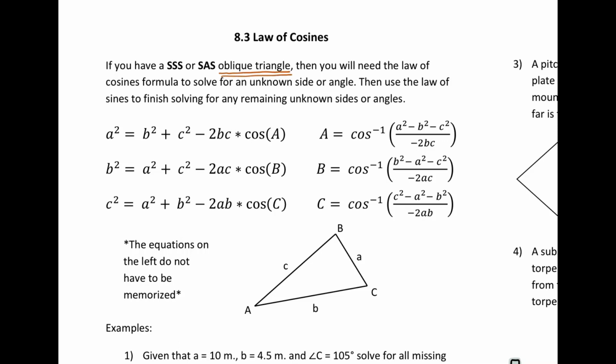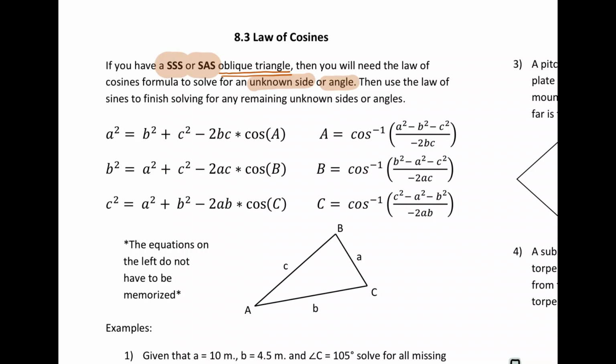Remember, an oblique triangle is a triangle that does not have a right angle in it, and the law of cosines is applicable to two specific cases: side, side, side, and then side, angle, side. We can use the law of cosines formula to solve for either an unknown side or an unknown angle in a triangle. And here is the law of cosines, and you can see there are three different forms on the left hand side and then three other forms on the right hand side.